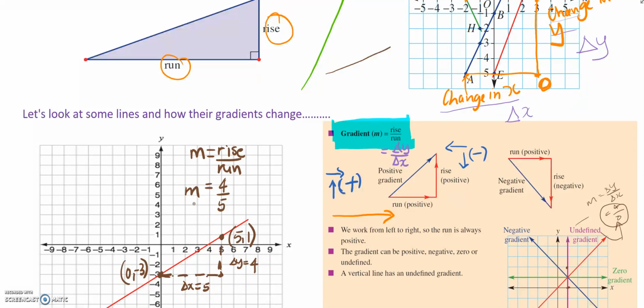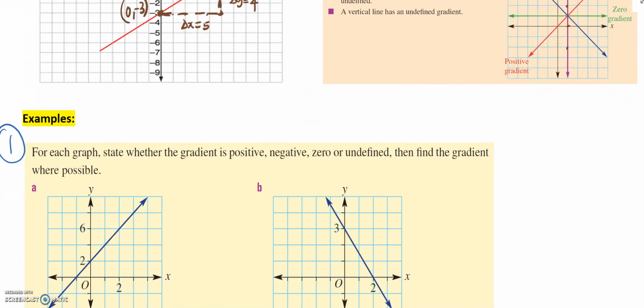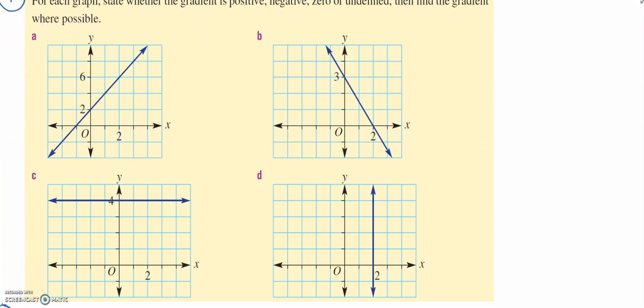Hope that makes sense. Okay, let's move on very quickly. It says, for each of the graphs, state whether the gradient is positive, negative, 0, or undefined. Then find the gradient where possible. I'm going to leave this for you to try, and we'll check in class. There are 4 of them.